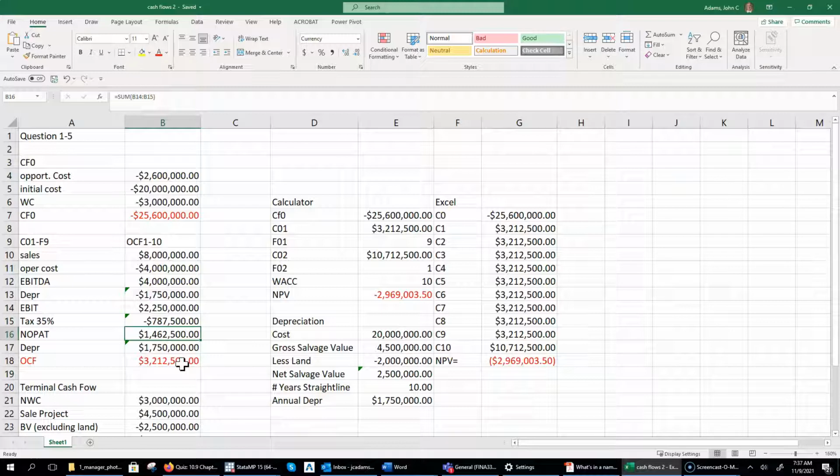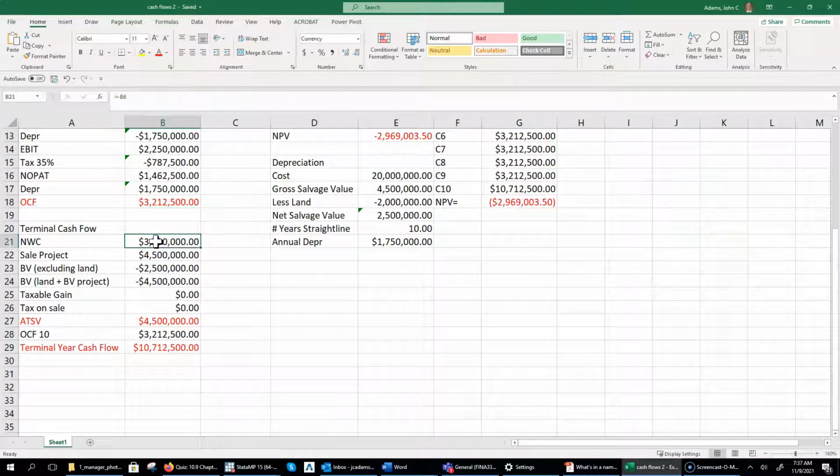This is not the same as net income, right? Net operating profit after tax of $1,462,500. Because nobody actually writes a check out to Mr. or Mrs. Depreciation, it's a non-cash flow event. It affects our taxes, but there's not a depreciation cash flow. We're going to add that to the NOPAT to arrive at our operating cash flow of $3,212,500.